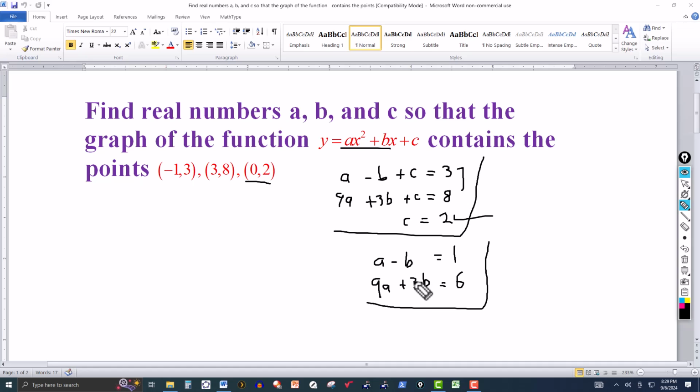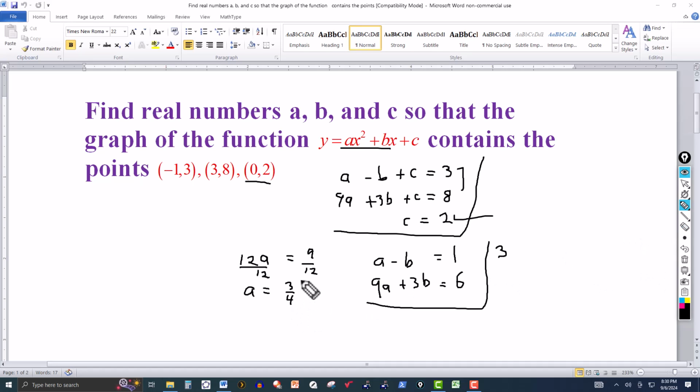Again, here we're going to use elimination, so I'm going to multiply the first equation by 3 and then add to get it down to one variable. So 3 times a is 3a, and 9a is 12a. 3 times minus b is minus 3b, and the 3b cancels. And then 3 times 1 is 3, and 6 is 9. Divide through by 12 to isolate the a. Then we can reduce that by dividing by 3, which gives me 3 over 4. So a is 3/4.